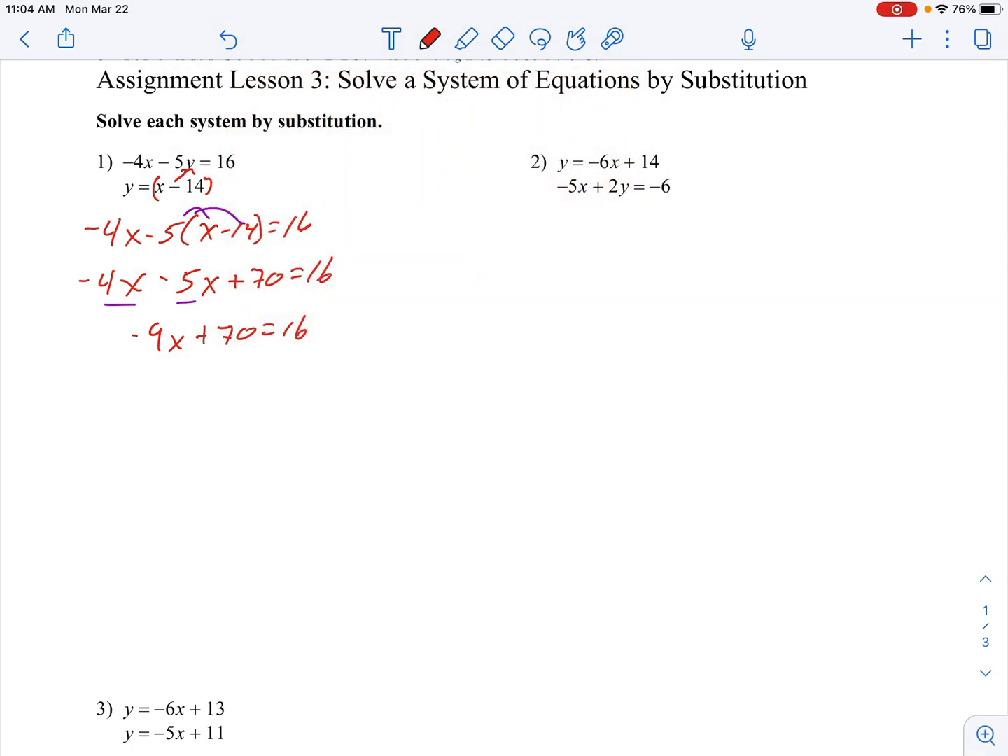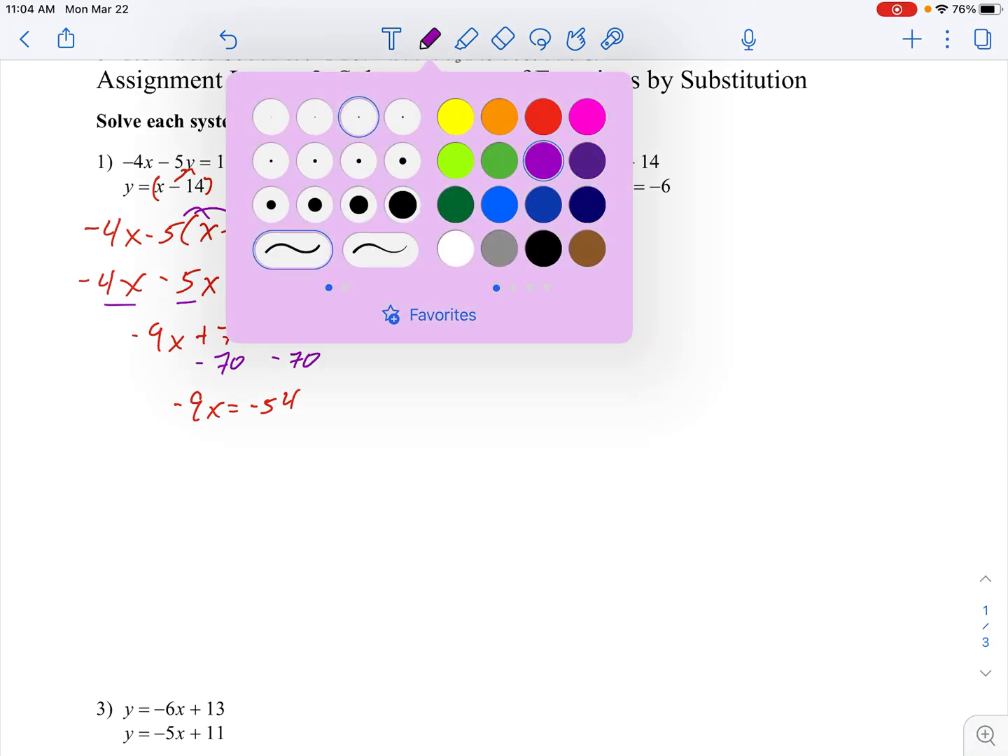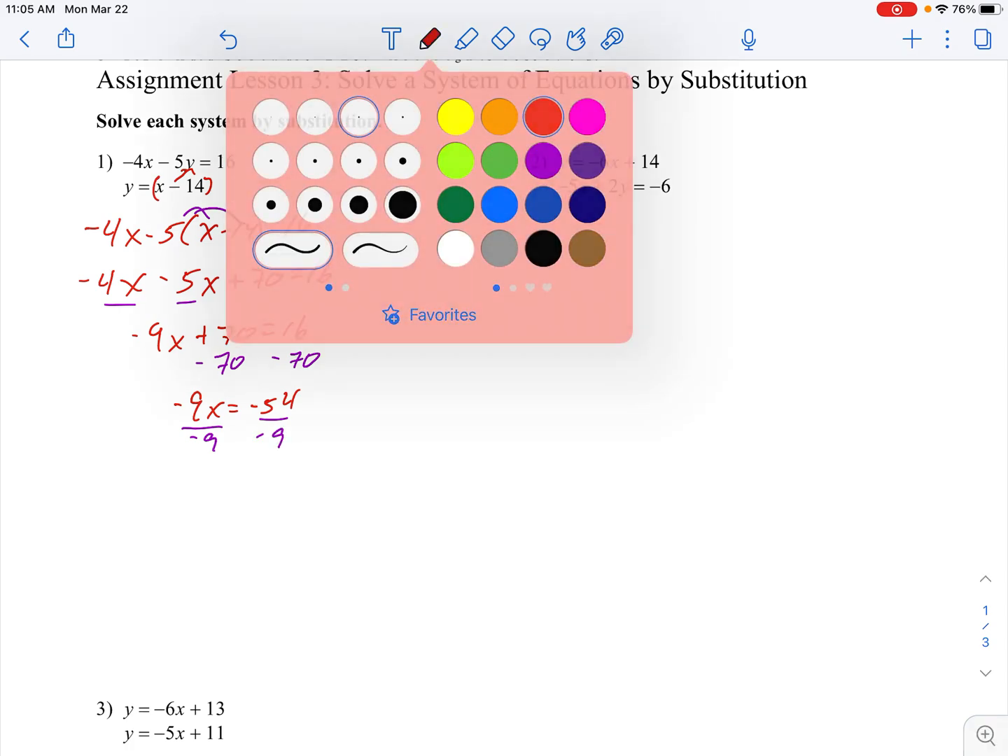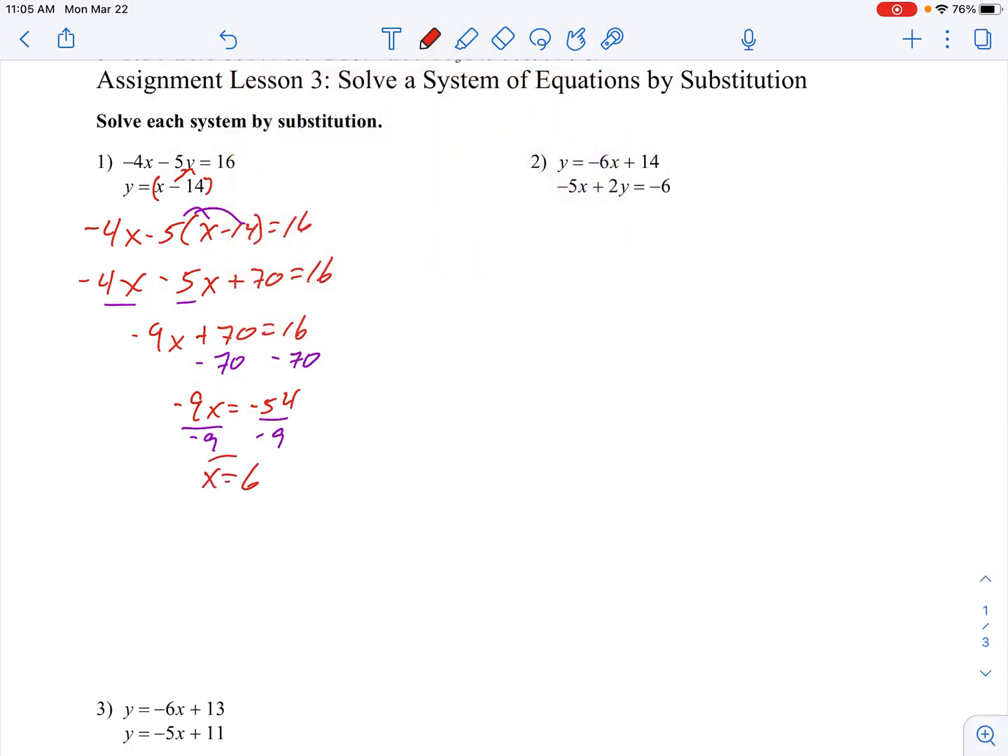Subtract that 70. Watch again your arithmetic. 16 minus 70 gives me -54. And x is giving me 6. Sorry, I forgot to divide by 9. And x, like I said, was 6.